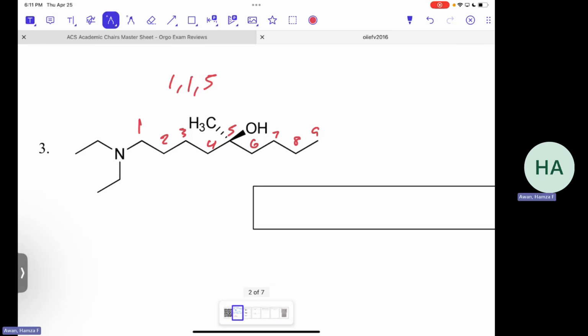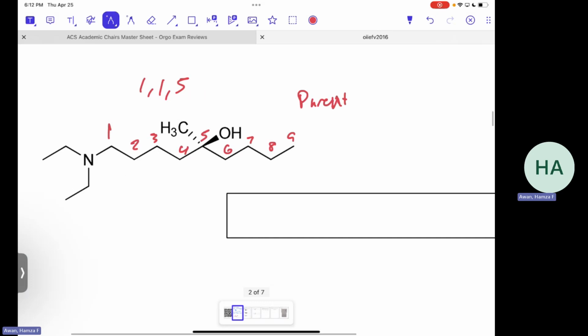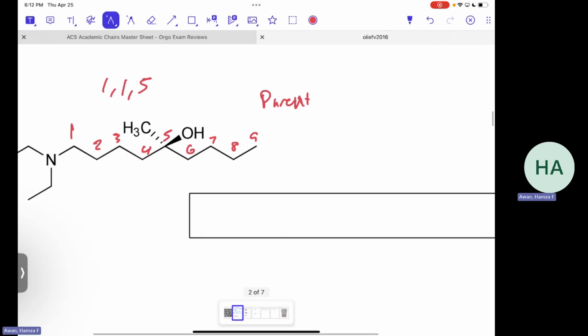And now moving to start, we can start with the parent chain. So our parent chain is going to be a nonane. And then because we have an alcohol on it, it's going to change from nonane to nonanol. So we're going to drop the E, add the OL. So nonanol. And to indicate it's on the fifth carbon, we're just going to put 5 before that. So 5-nonanol.